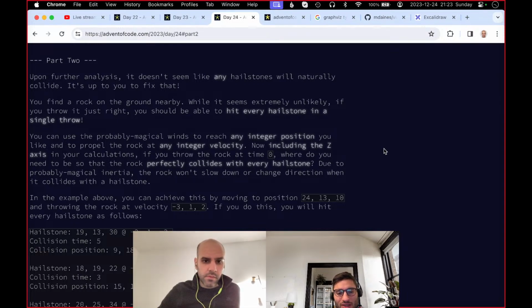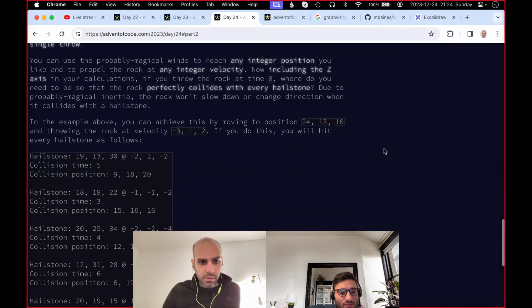If you throw the rock at time 0, where do you need to be so that the rock perfectly collides with every hailstone? Due to probably magical inertia, the rock won't slow down or change direction when it collides with a hailstone. In the above example, you can achieve this by moving to position 24, 13, 10 and throwing the rock at a velocity -3, 1, 2. If you do this, you will hit every hailstone as follows.